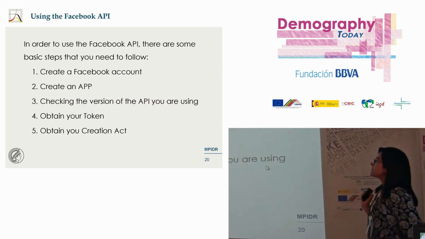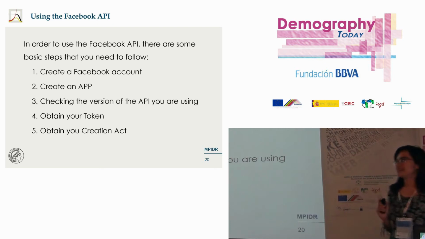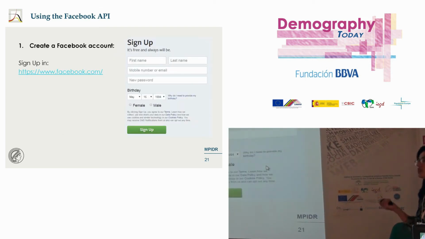So in order to use the Facebook API, there are some basic steps. First, we need to have a Facebook account. Second, we need to create an app. Third, we have to check the version of the API, and you have to obtain your token and your credentials for the app. So I assume that all of you have a Facebook account.